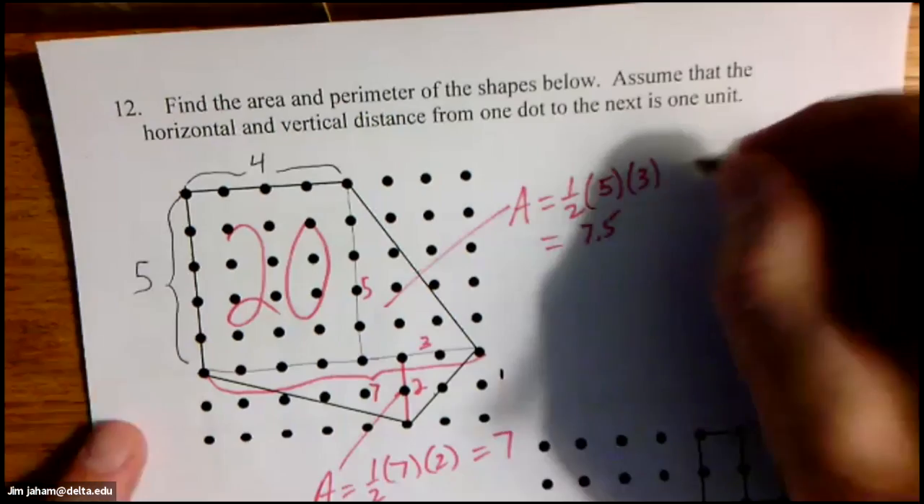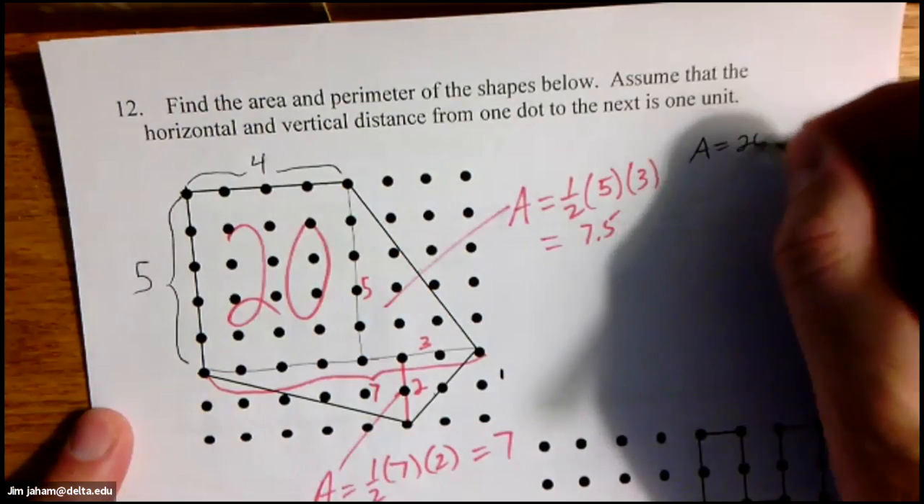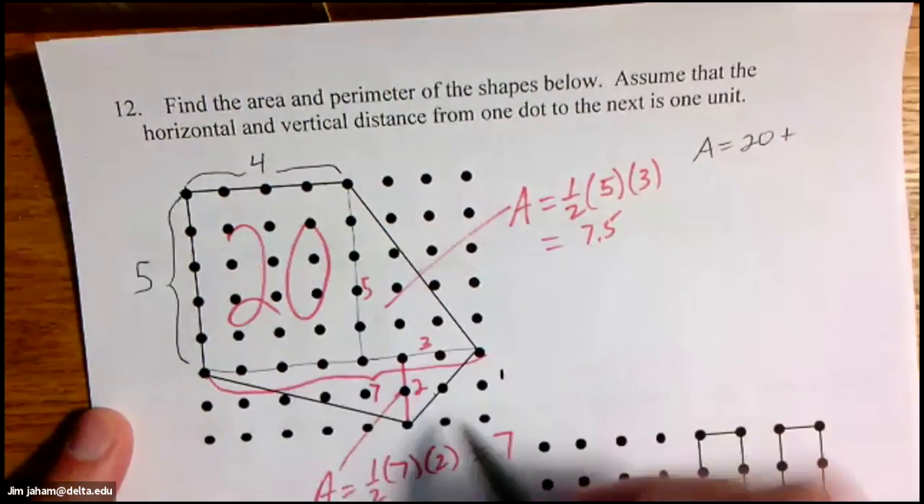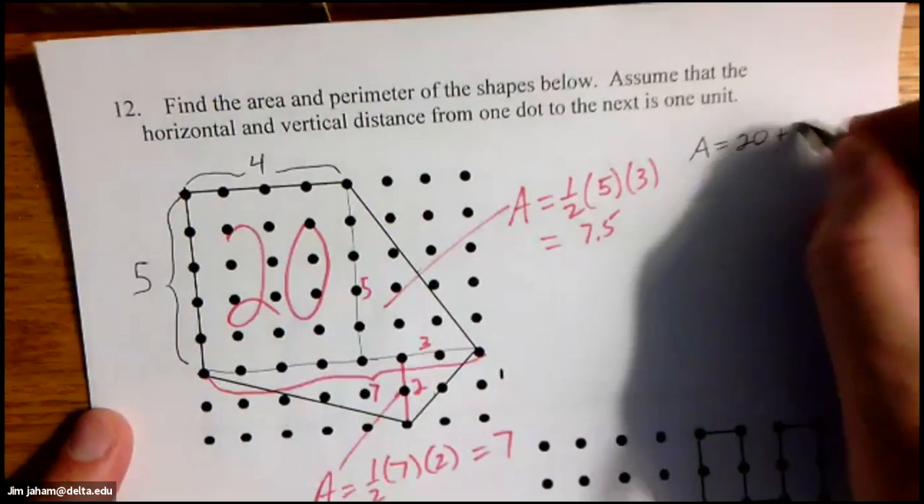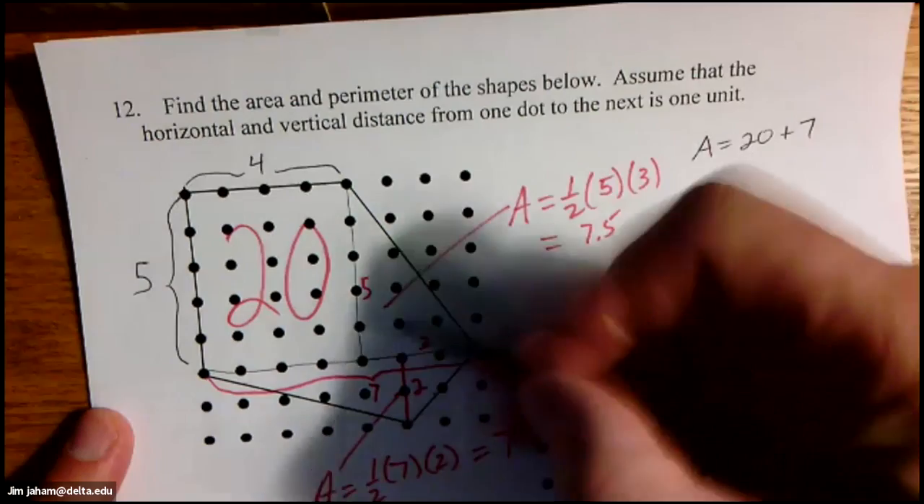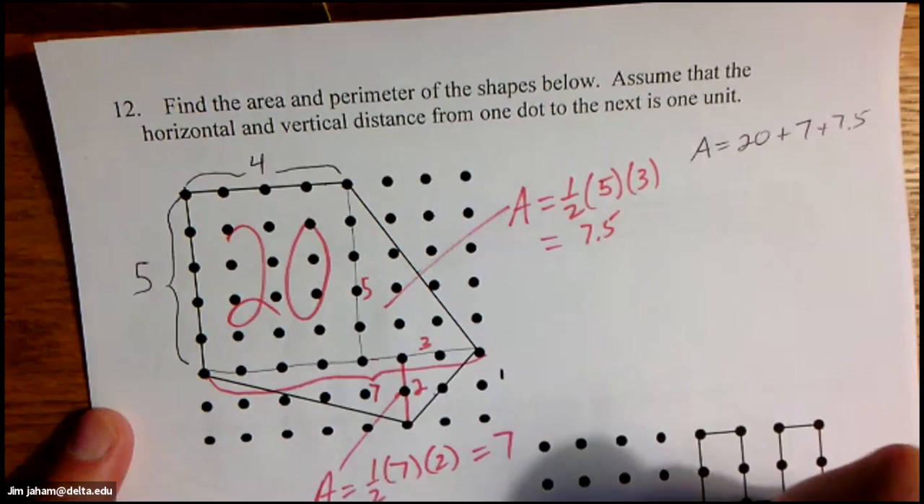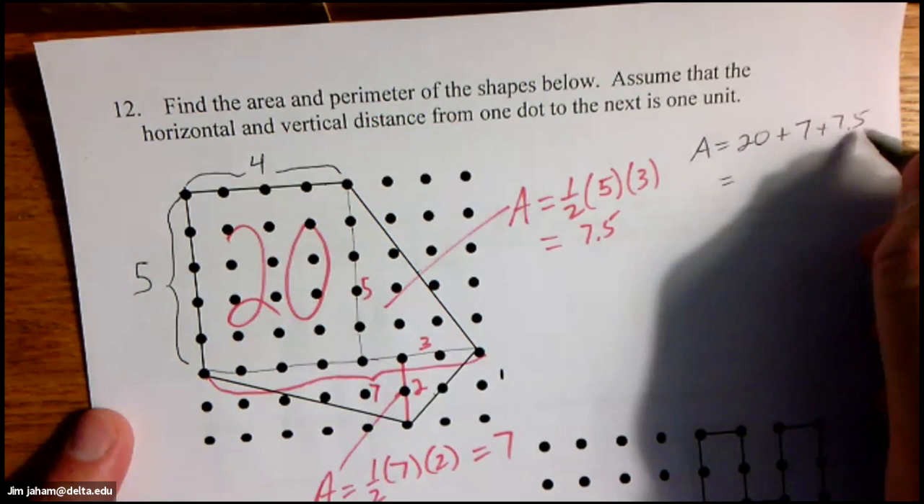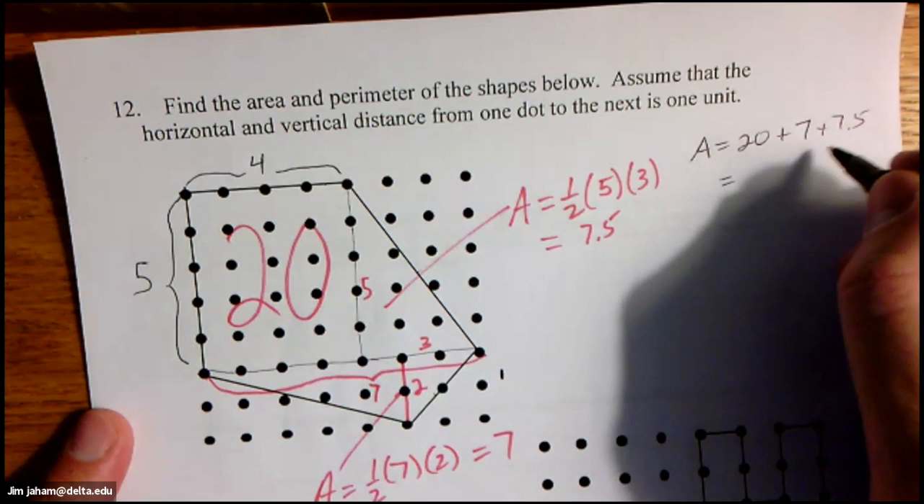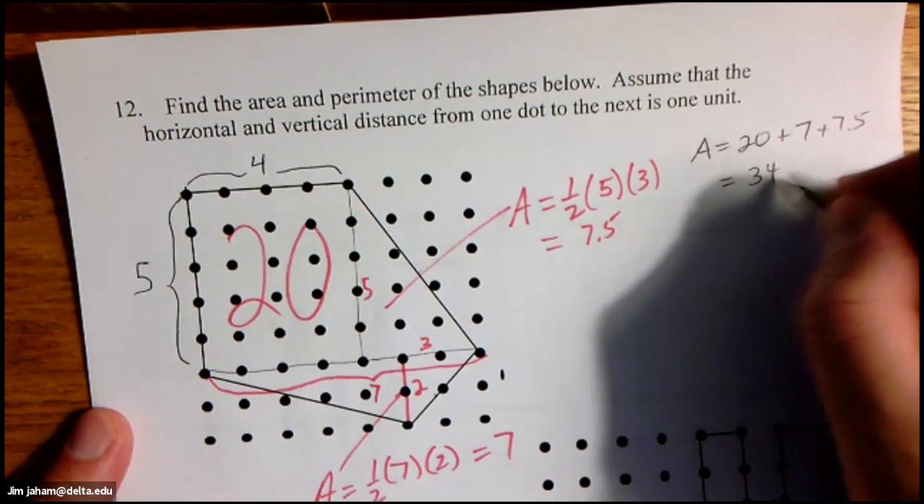So the total area is 20 for the rectangle, 7 for the triangle down here and 7.5 for the triangle here. So the area is 14.5, 34.5.